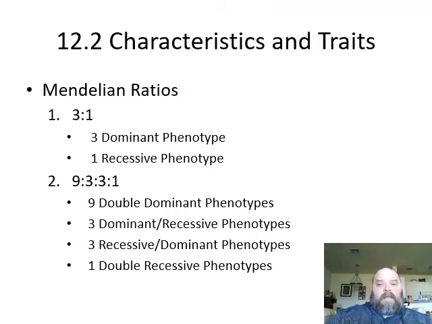So we now refer to these as the Mendelian ratios. If you're doing a monohybrid cross, you're going to have the 3-to-1 ratio: 3 dominant phenotypes for every 1 recessive phenotype. If you're doing a dihybrid, 9-3-3-1: 9 double dominants for every 1 double recessive. And then you get these mixes. For every one double recessive, you're going to have 3 that are dominant recessive and 3 recessive dominant.